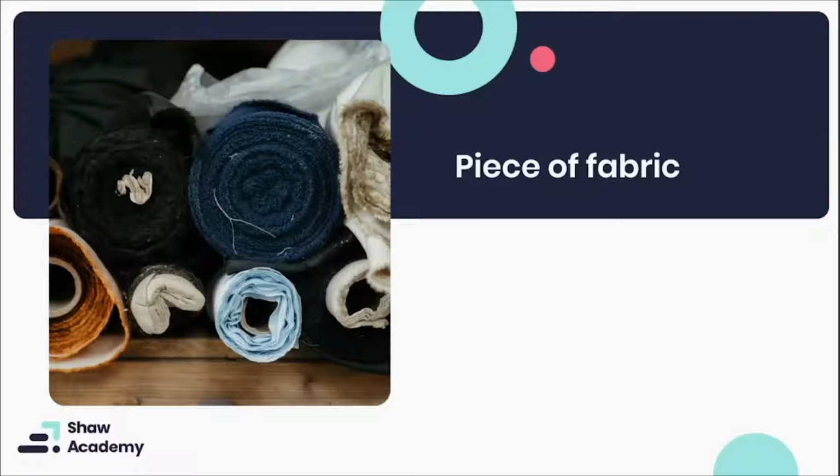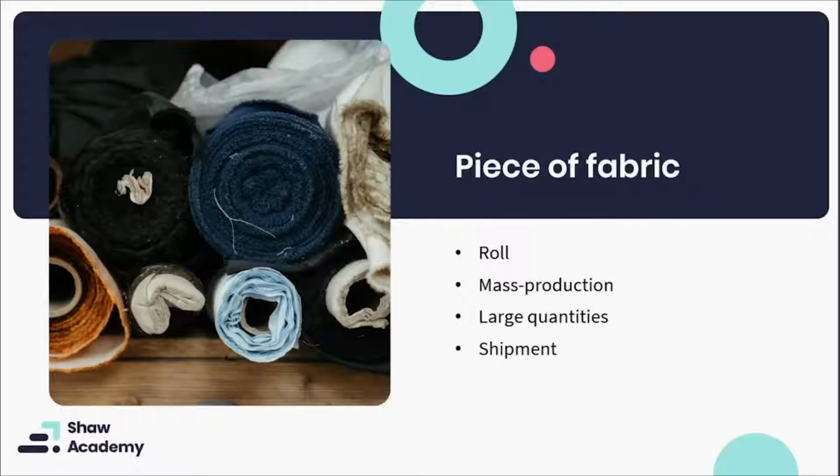When it comes to textiles, the term piece refers to the roll of fabric. Mass-produced fabric is rolled onto cardboard tubes, usually in 50 or 100 yard or meter quantities. Don't worry if you go into a shop and ask to buy a piece of fabric. This term is only used to refer to fabric for shipment.